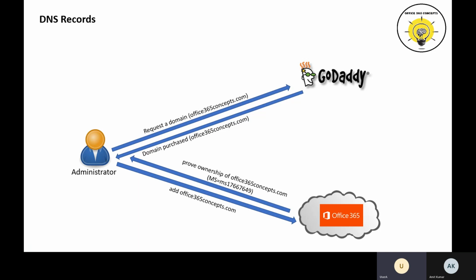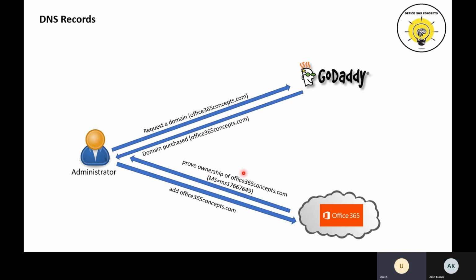So Office 365 will give him a TXT value. TXT record is also called text record. So text record is a value which looks similar to this. And Office 365 will give him a TXT record value that you need to prove your ownership.